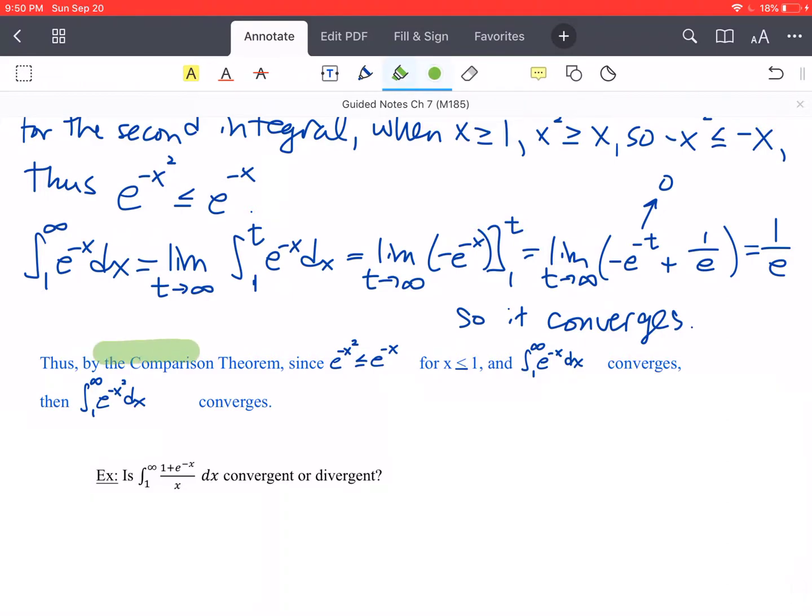Okay, so again, by the comparison theorem, since this function is smaller than this one on x greater than or equal to 1, and the bigger one converges, then the smaller one converges. Okay, so therefore, since we know that the piece from 0 to 1 is finite, the piece from 1 to infinity converges, we know the integral from 0 to infinity of e to the negative x squared dx converges.